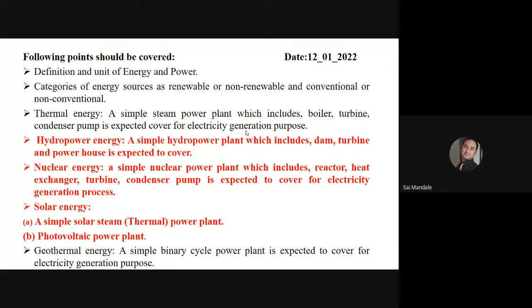Good, good. So yesterday we studied the first three topics: definitions and the units of energy and power, then the different renewable and non-renewable sources of energy, then the thermal power plant. Today's agenda, on date 12/1/22, is to cover hydro power energy and nuclear energy, and if time permits, we'll go for solar energy too.